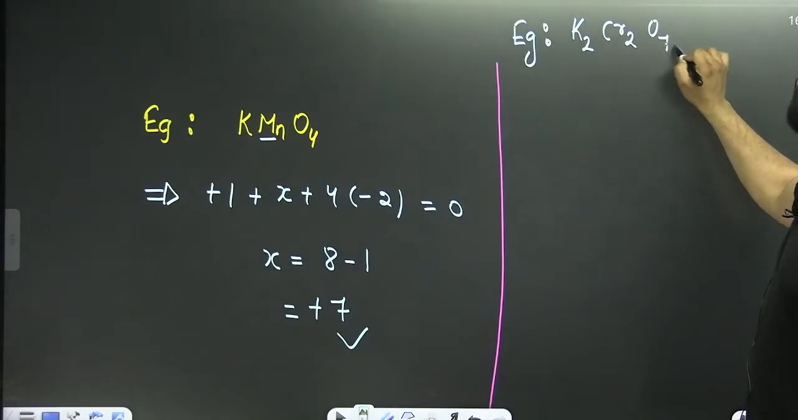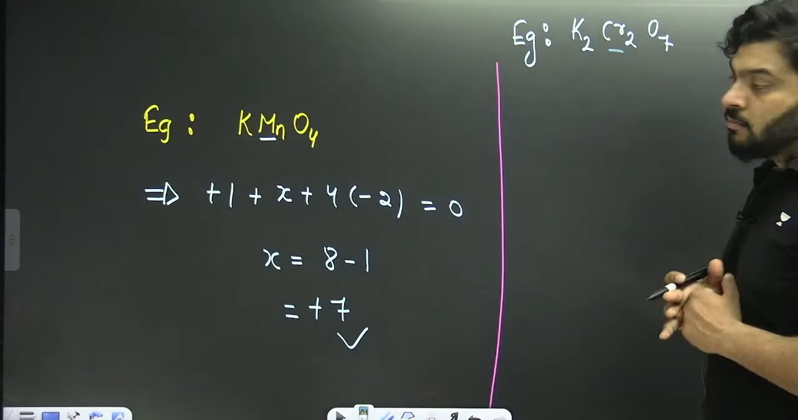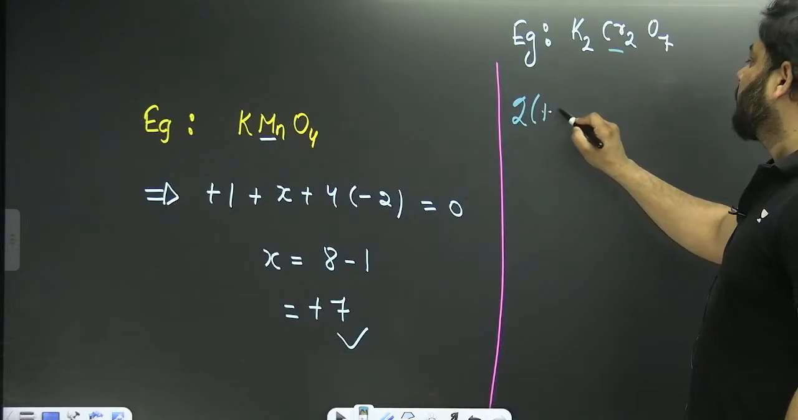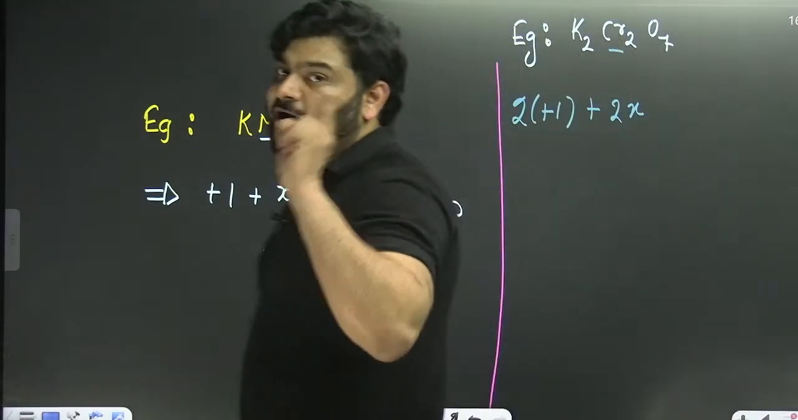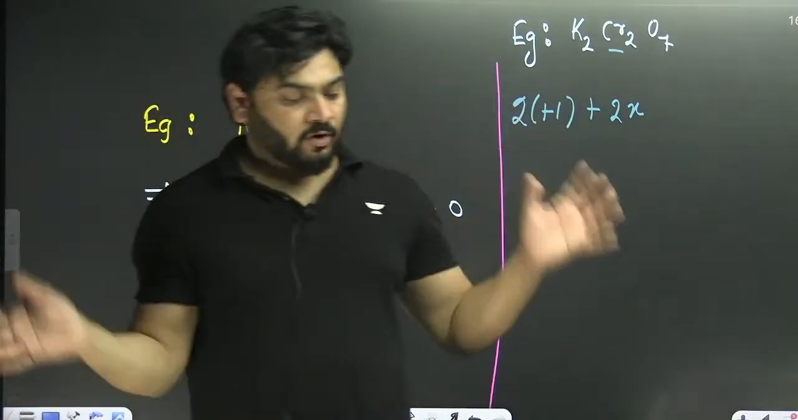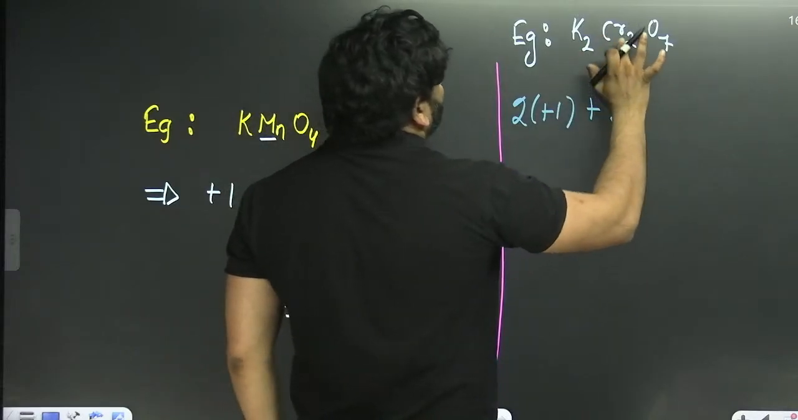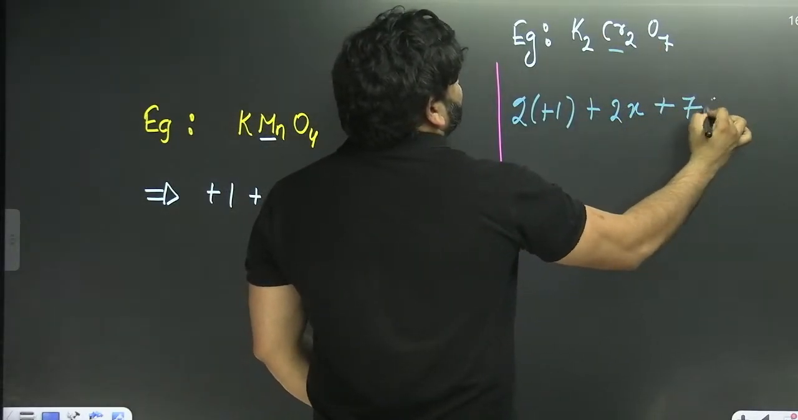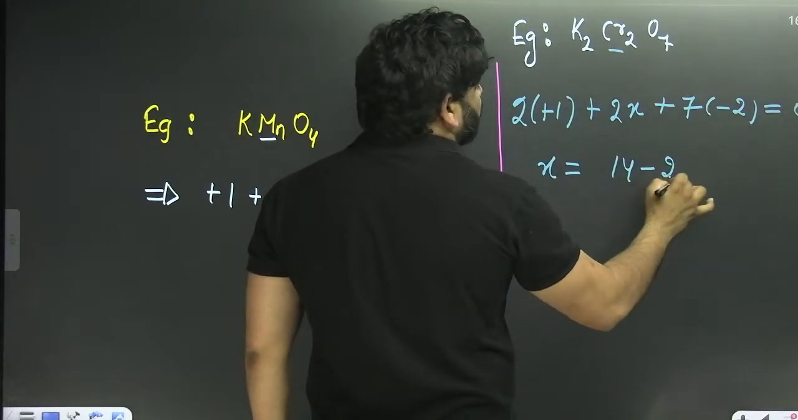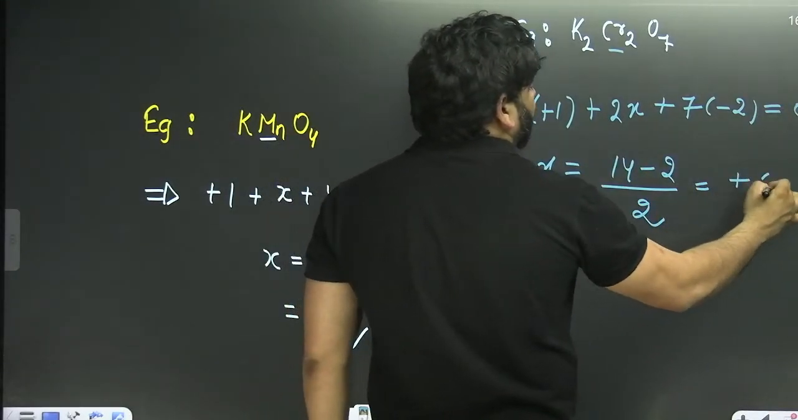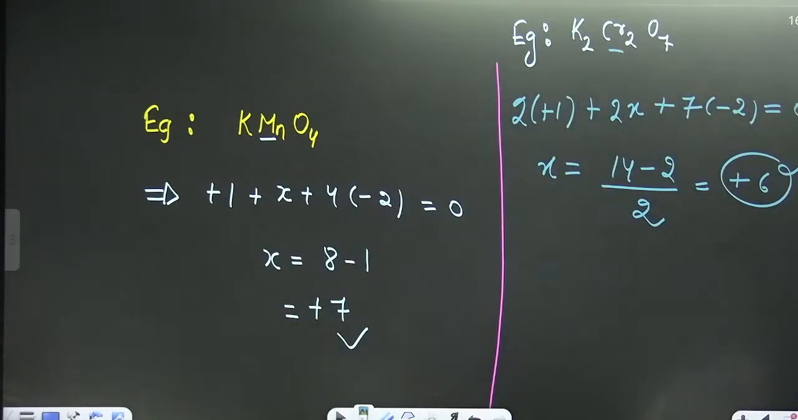Okay, let us see one more example. K2Cr2O7, potassium dichromate. In this compound we have to find the oxidation state of chromium. How? So 2 times positive 1, plus 2 times x. We always find the oxidation state of one atom, not of the whole number of atoms present in one molecule. So we find it for 1 Cr, not for 2 Cr. Plus 7 times -2 is equal to 0. x comes up as 14 minus 2 divided by 2, that is positive 6. So that's how we can easily calculate the oxidation state of whichever element we want.